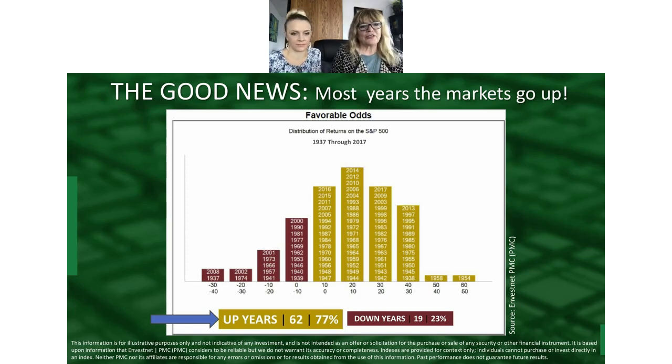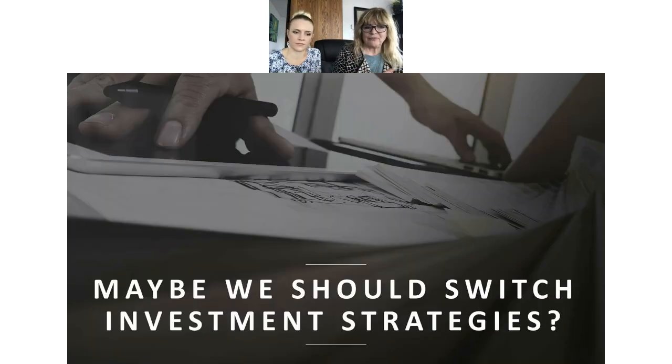Most years the market goes up. I already kind of talked about that. This is showing 77% of the time they're up years. This is going back to 1937 through 2017. So 77, 80% of the time, the market is up and the other times it is down. And that's just a fact of life.